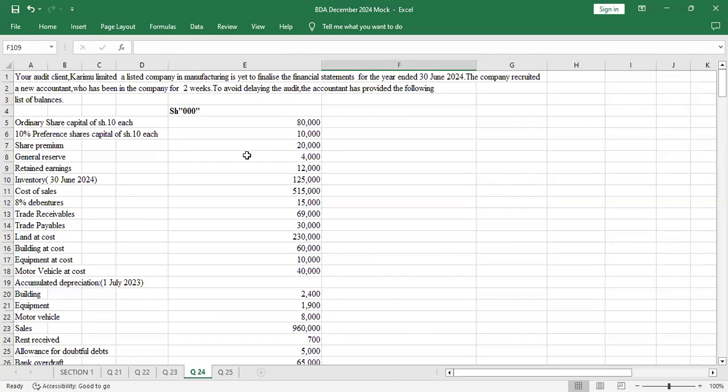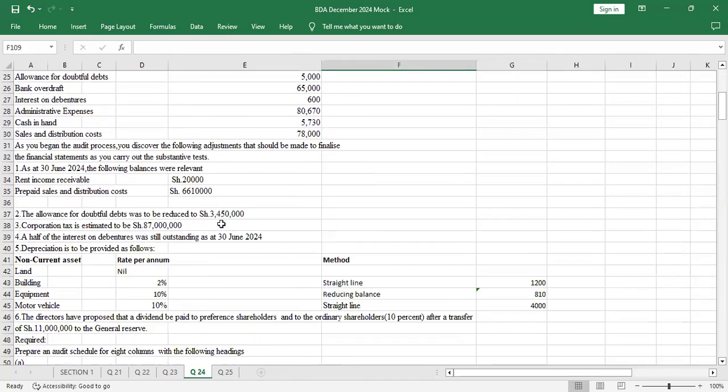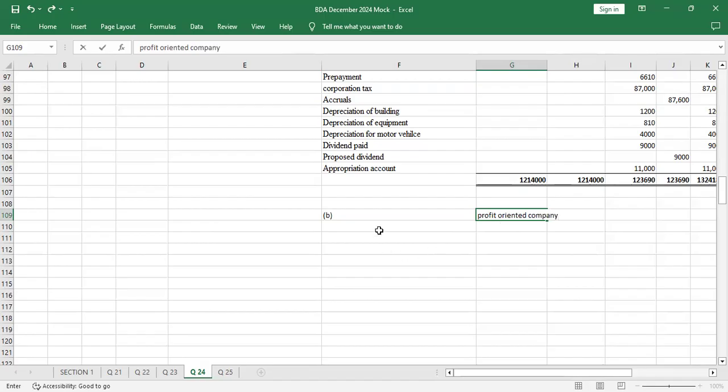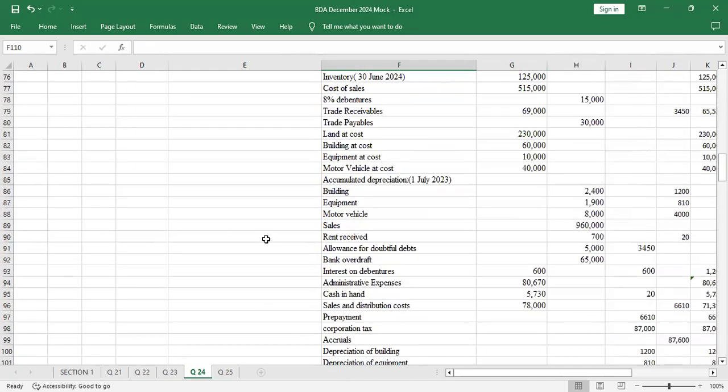So first, the company is a manufacturing company. So it means that this company is a profit oriented company. The first thing is for you to identify this. Once you know that it is a profit oriented company, then you ask yourself, which benchmark should I pick? Is it profit before tax, revenue, or total assets?